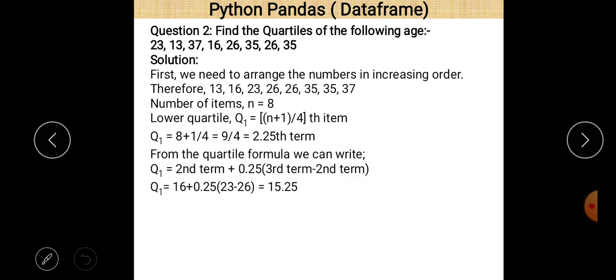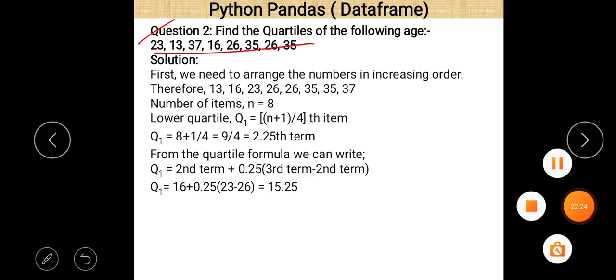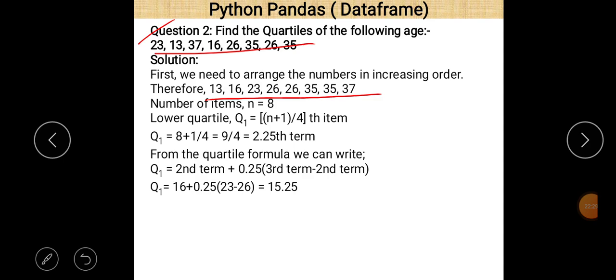And what happens when your answer is a fraction? So how will the quartile be calculated? That is example number 2. And what happens if the data is not in increasing or ascending order? First of all, if the data is not in ascending order, then write the data in ascending order. You can see here, find the quartiles of the following ages: 23, 13, 37, 16, 26, 35, 26 and 35. So first of all, arrange the data in increasing order.